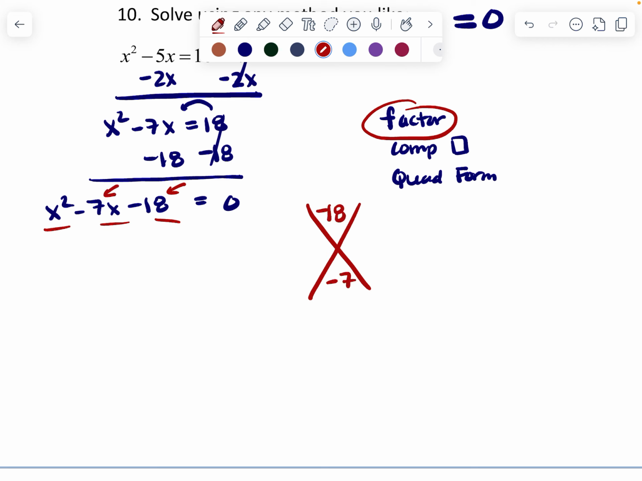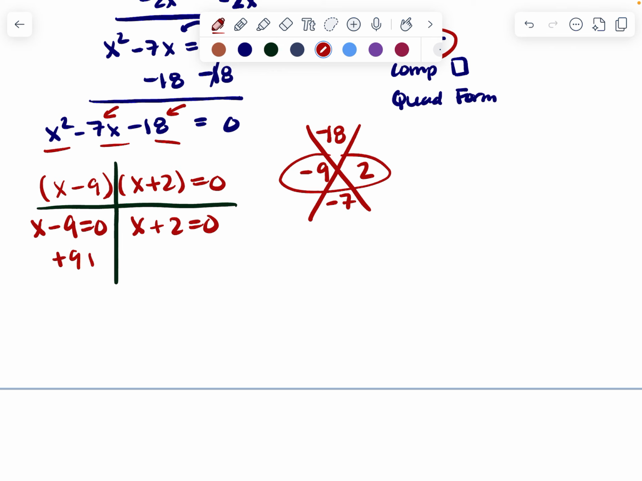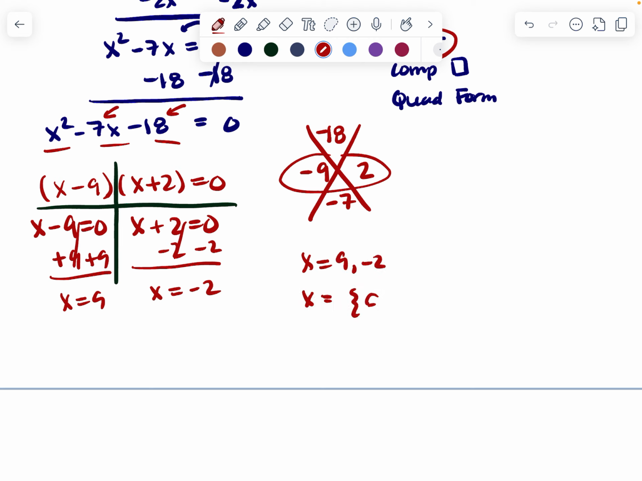So what would that be? I think it's negative 9 and 2, right? Negative 9 plus 2 is negative 7. Negative 9 times 2 is negative 18. Okay, so this is going to factor to x minus 9, here's my factors, right? Times x plus 2 equals 0. And then setting each factor equal to 0, I'm going to have x minus 9 equals 0 and x plus 2 equals 0. And then adding 9 to both sides, we're going to get x equals 9. Subtracting 2 from both sides, we're going to get x equals negative 2. So again, you can write your answer as 9 and negative 2, or as a set, 9 and negative 2.